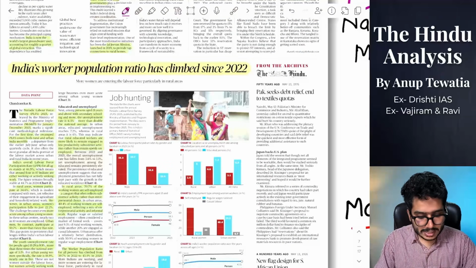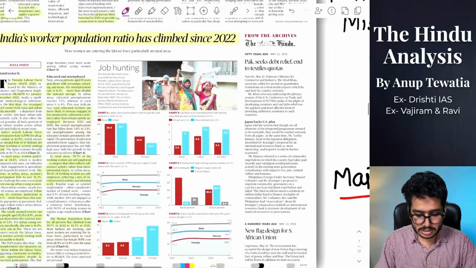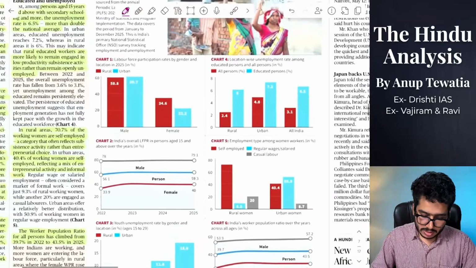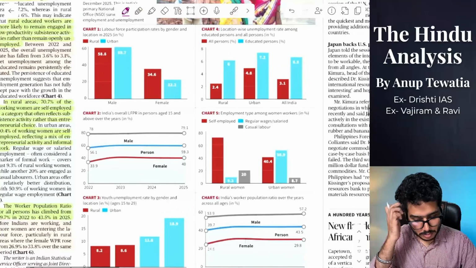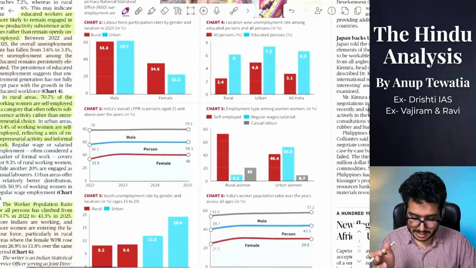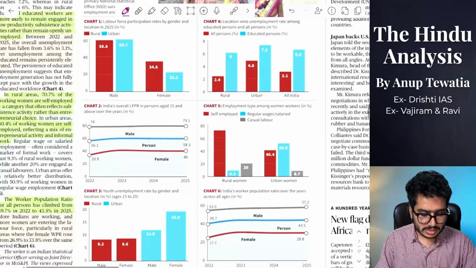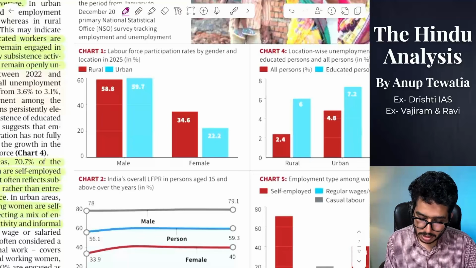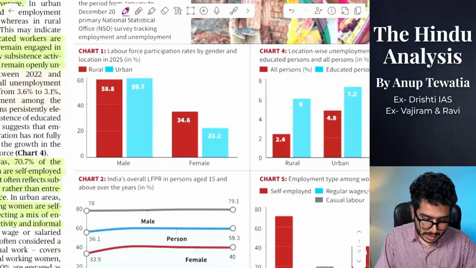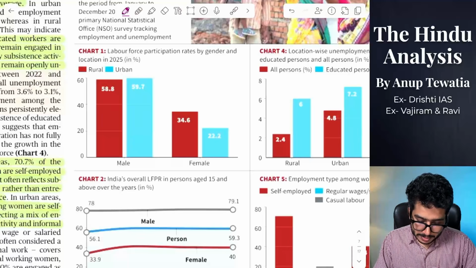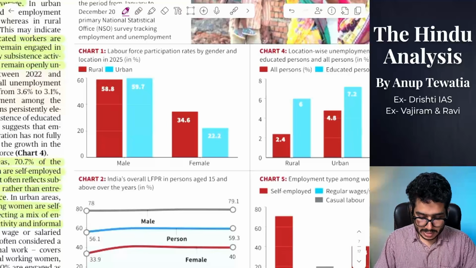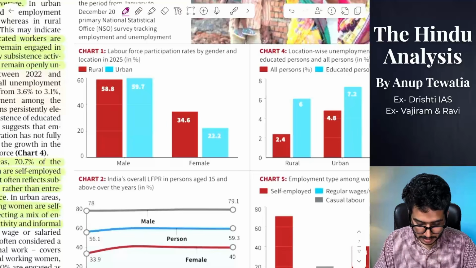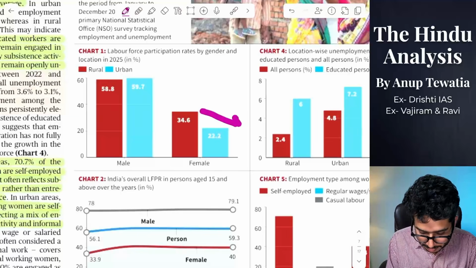And now, India's worker population ratio has climbed since 2022. This is more of highly static data. You can just watch the chart. One says labor force participation rates by gender and location. So in rural, 58% male, and in female, there is 34.6. Can you see this gap?